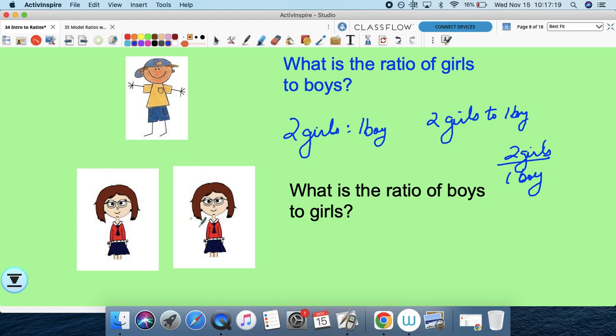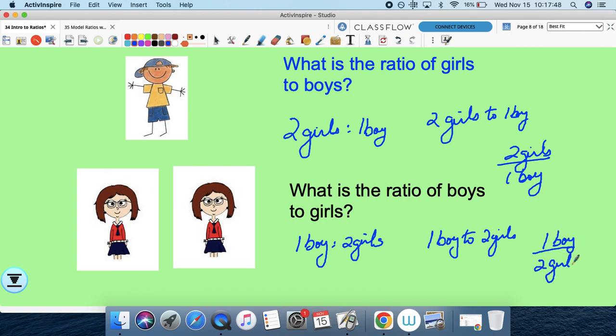What's the ratio of boys to girls? Well, now that's different, right? Because it says boys to girls. So how many boys do we have? It's 1 boy, 2 girls. I know it's simple, but the idea here is to stress that order is important when you're writing ratios. So again, 1 boy, 2 girls. Another way we can write that is 1 to 2. And we can write it as a fraction, 1 boy, 2 girls.